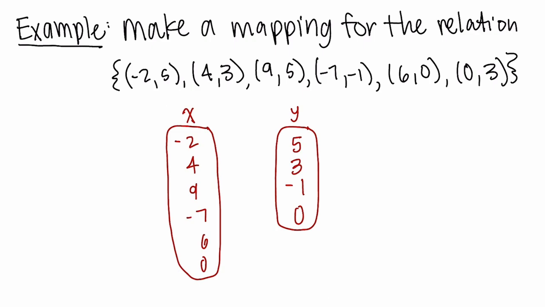So we've got -2 and 5 go together. I'm going to draw an arrow saying -2, we say it maps to 5. The 4 maps to a 3. 9 also maps to the 5, so I'm going to draw an arrow mapping it to the 5. -7 maps to a -1. 6 maps to a 0. And 0 also maps to the 3.